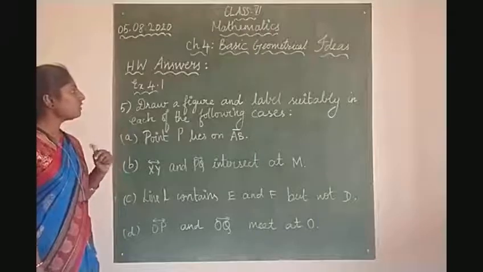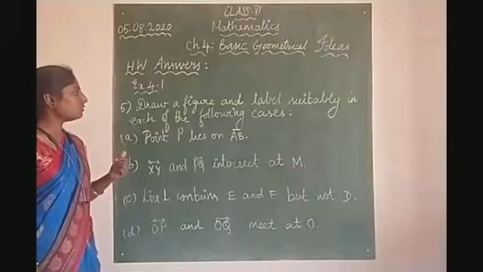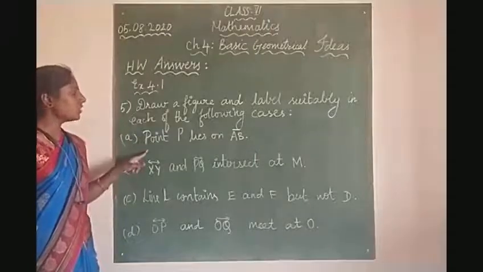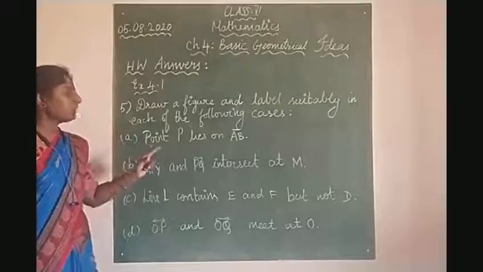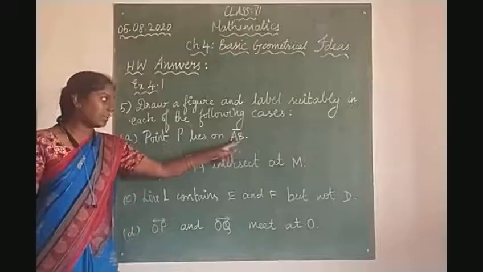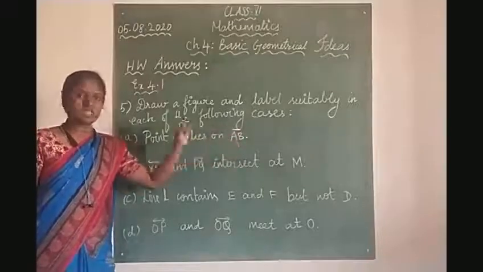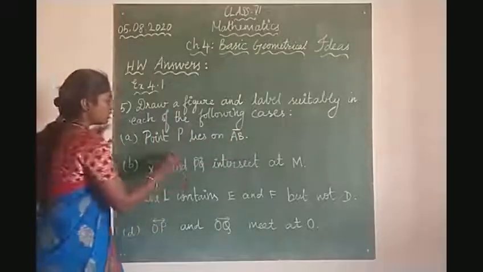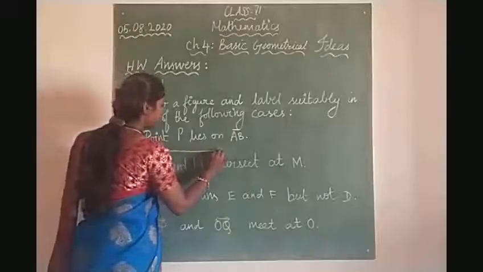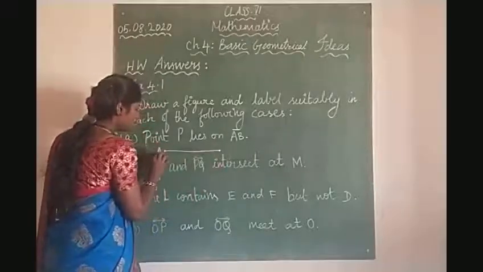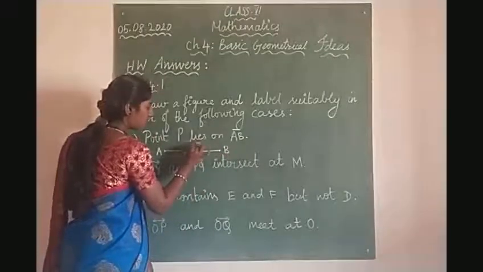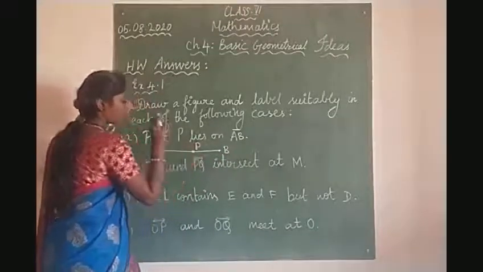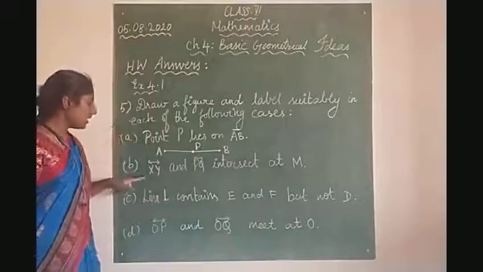Fifth question. Draw a figure and label suitably in each of the following cases. Okay. So here we have to draw a figure according to the given question. Point P lies on line segment AB. Can you see the symbol given on the top? It is simply a bar. Okay. So this is line segment AB. And point P lies somewhere on it. Okay. Clear?